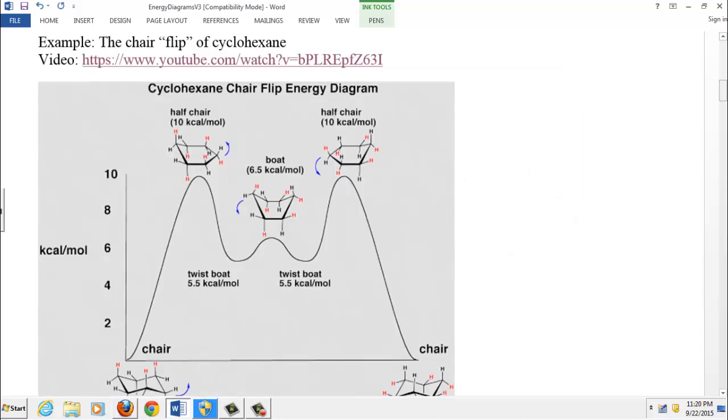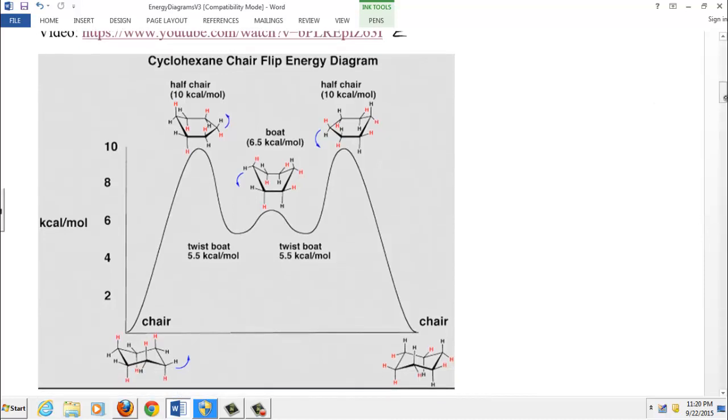Okay, let's look at another example. Here we're going to describe the energy changes during a chair flip of cyclohexane. First, let's get a little visual by watching a movie of that process of cyclohexane. Well, we say it's a chair flip, but it's more like a wiggle where it goes from one chair conformation to another. So down here we have the chair conformations.